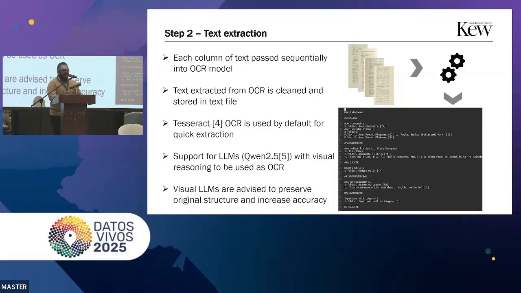So step 2, this is where text extraction takes place. Each column is then passed sequentially to the OCR model to extract the text from the image. And this text is then sent to the next step, which we'll talk about for chunking. By default, we use the Tesseract OCR, but we also have support for large language models with visual reasoning like Qwen 2.5, and I do highly recommend using large language models since they are better at recognizing historical fonts and text compared to the default ones we have in Tesseract OCR or Kraken OCR as well.